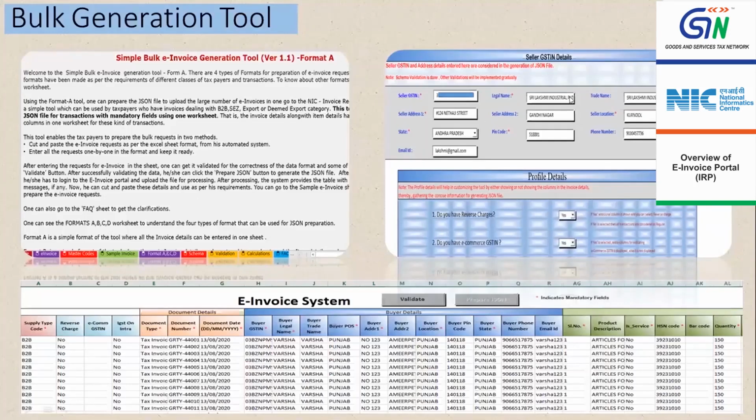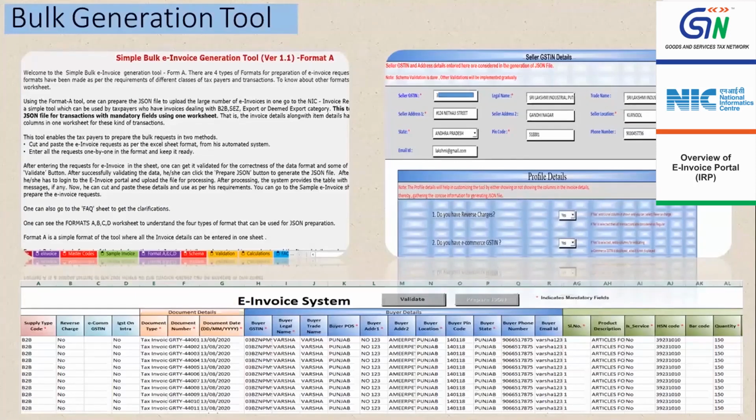So here you can see the seller details are entered in this tool as a one-time measure. There is also customization, so that if the business requirements do not have columns like reverse charges or e-commerce GSTIN, then you can disable those other optional attributes which we have mentioned, and make the tool simple so that you can use it readily.